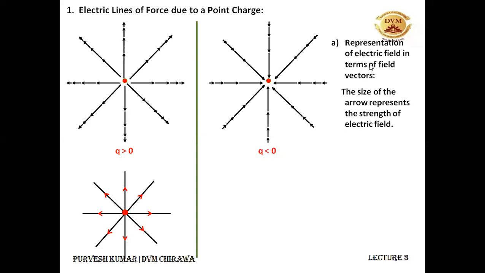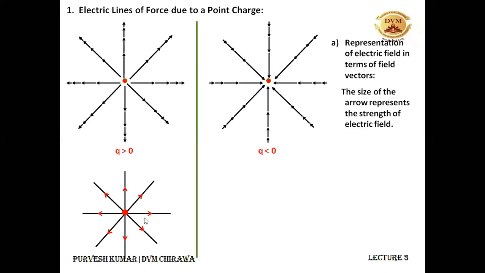So this is the representation of the electric field in terms of field vectors. The size of the arrow represents the strength of the electric field. You can see that as you move towards the charge, the length of the arrow is long. When the length is long, it means the electric field is more. When you move away from the charge, the length of the arrow is very small. So this is the vector notation representation that we are not going to follow. We will be following the simpler one.